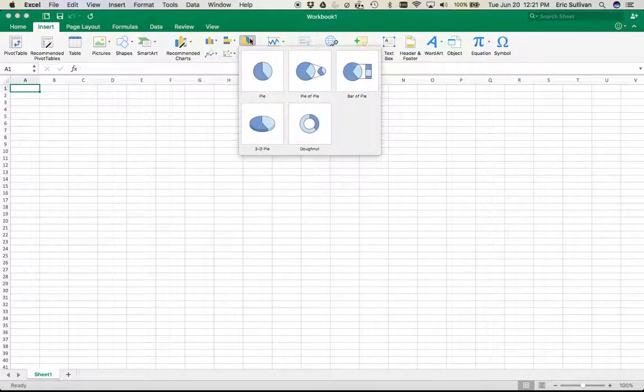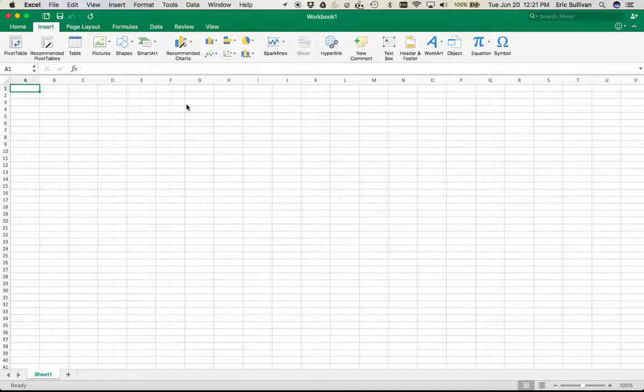Pie graphs, same basic story. If you absolutely must do a pie graph, which should be rarely, the top left one's probably okay. All of the rest of these are off limits. All right, I hope this has helped, and make some good graphs out there.